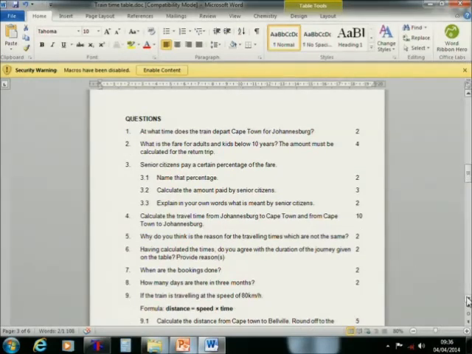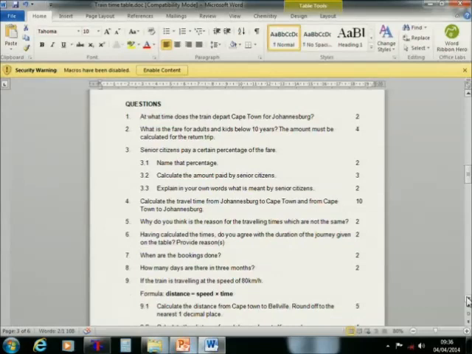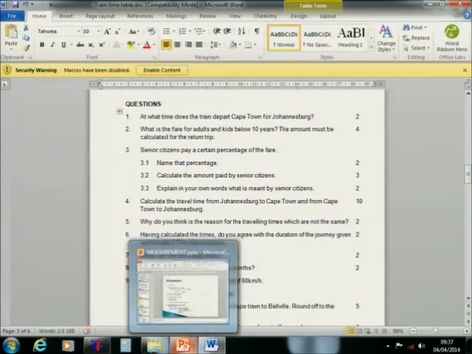If the train is traveling at the speed of 80 kilometers per hour, you now see the integration that I talked about, use this formula. Distance is equal to speed multiplied by time. 9.1. Calculate the distance from Cape Town to Bellville. Round off to the nearest 1 decimal place.